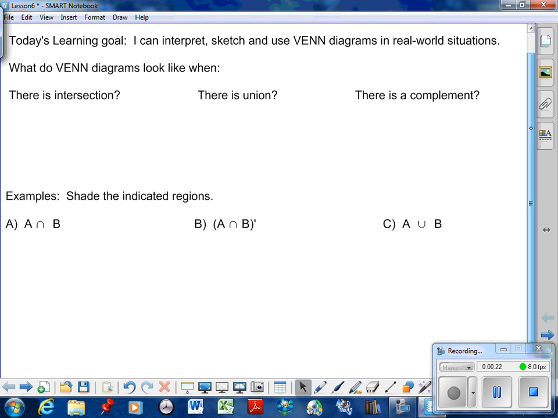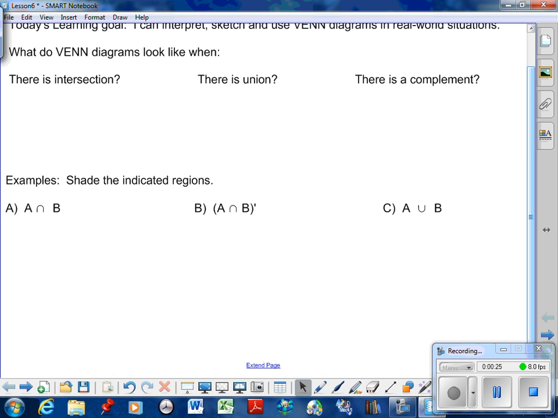So what do Venn diagrams look like when there's an intersection? I'm going to keep it simple to start. If there's an intersection in a Venn diagram, I'm just looking at two sets. If they intersect or overlap, I'm looking for where the two sets overlap. So I'm looking for where the two circles would overlap, just like that.